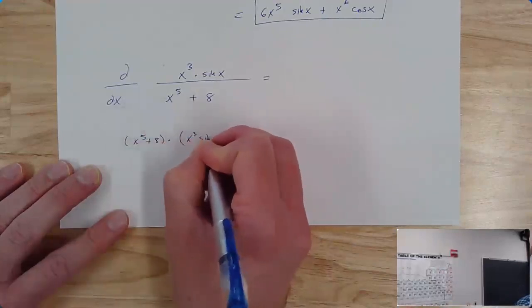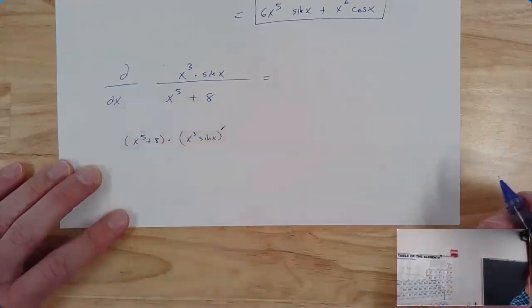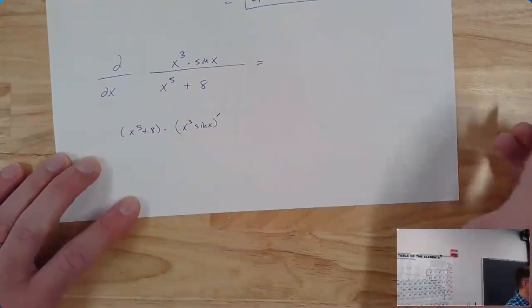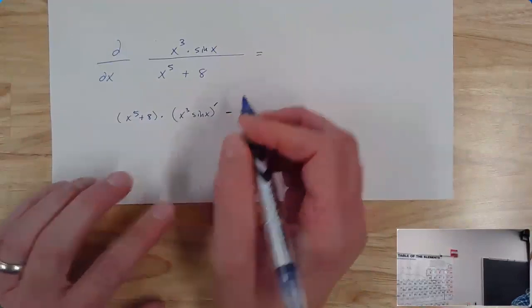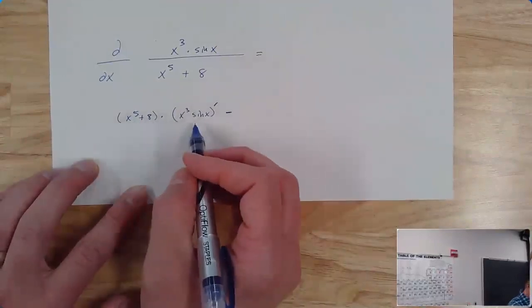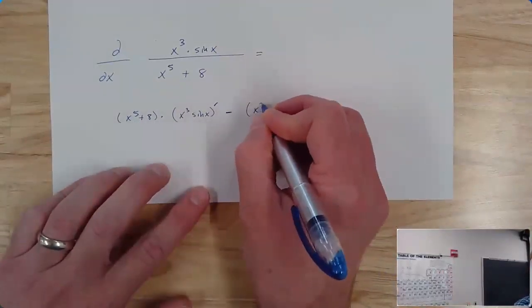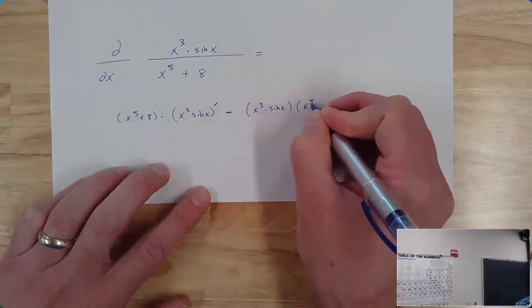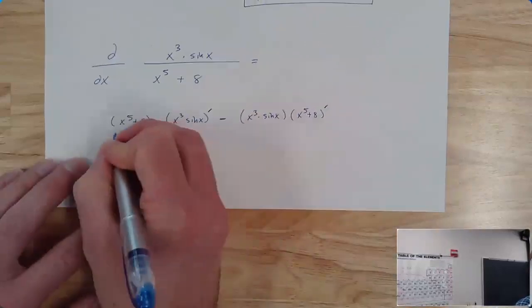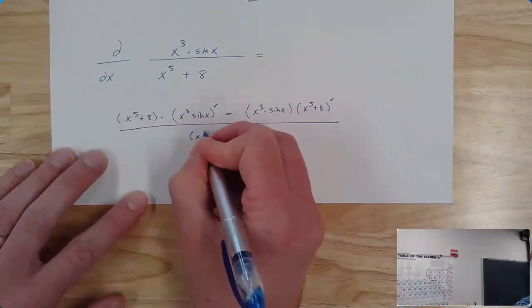And I'm just going to write out x cubed times sine of x prime. I don't want to do all the work at once because maybe it just feels like a lot to take on at once. We did the bottom times derivative of the top. Now we're going to do the top times the derivative of the bottom, all divided by the bottom squared.